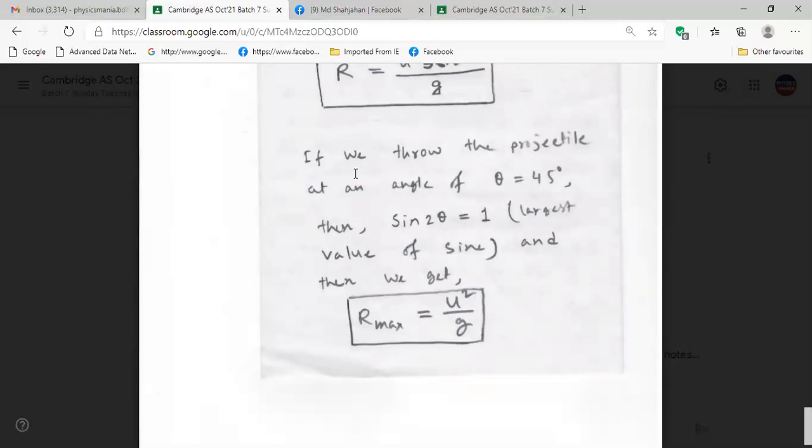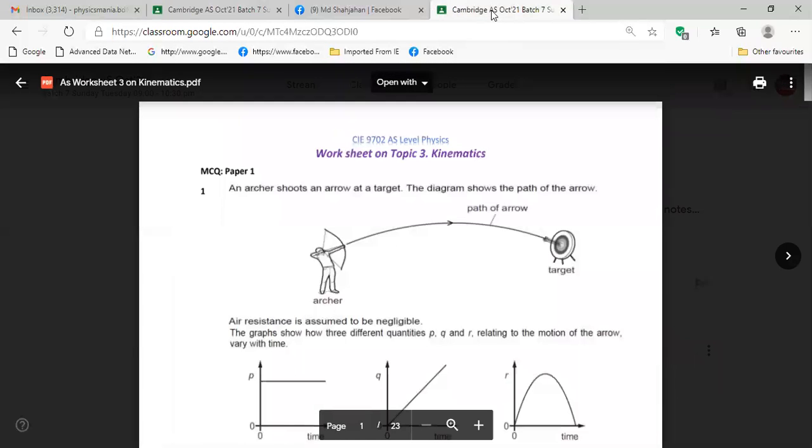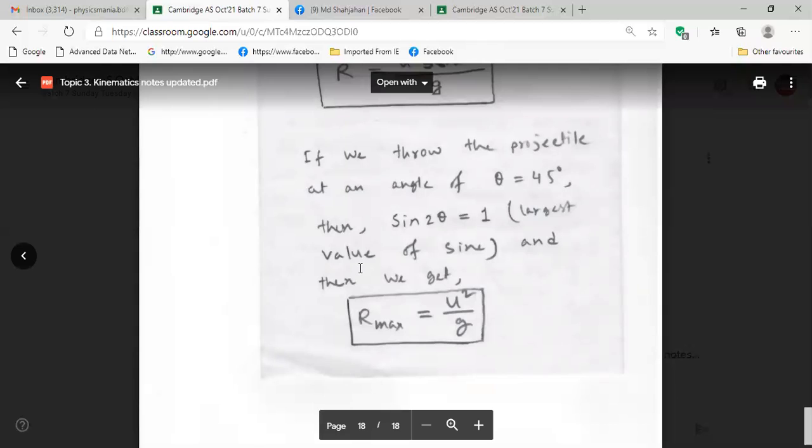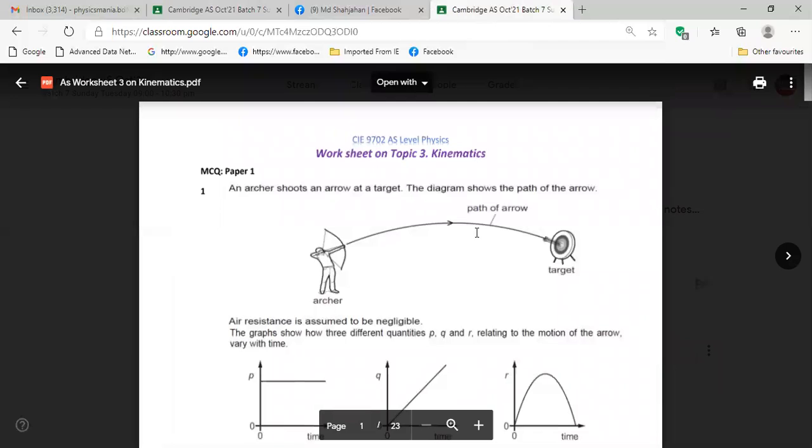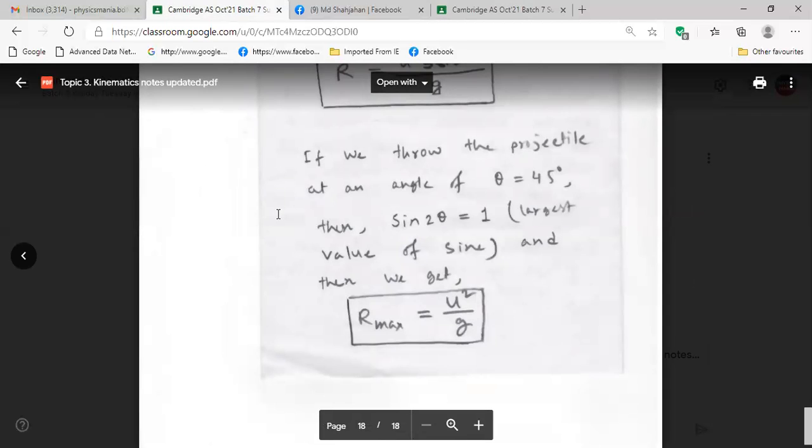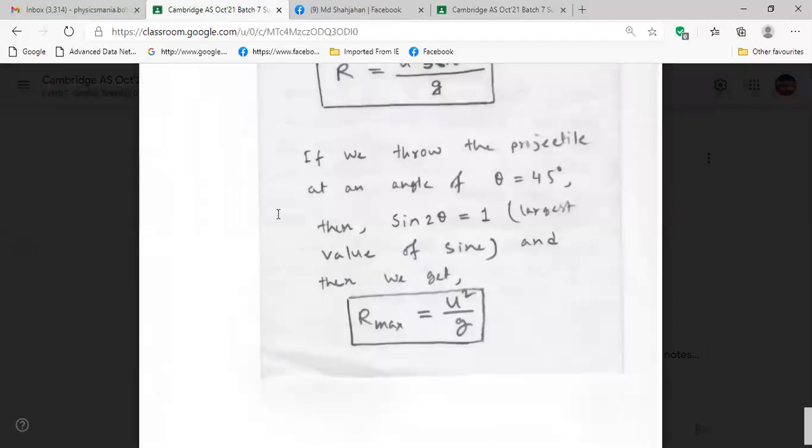Next part, I showed you a glimpse already, right? Farhan is throwing the projectile somewhere. In the last class, I uploaded this worksheet so that you can print it out.